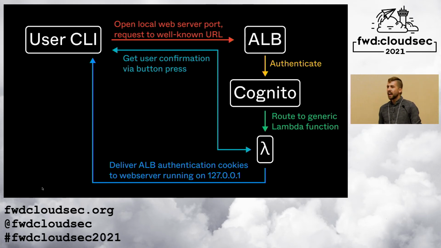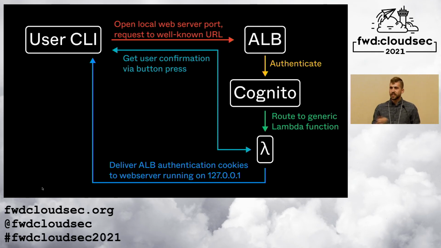The ALB has a high priority rule that when it sees that well-known URL, well, first of all, it authenticates the person like it always does. But when it sees the request to that well-known URL, it will route to this generic Lambda function. And this is a Lambda function that the security team was able to write once and will work for any ALB that is fronting an internal app like this.